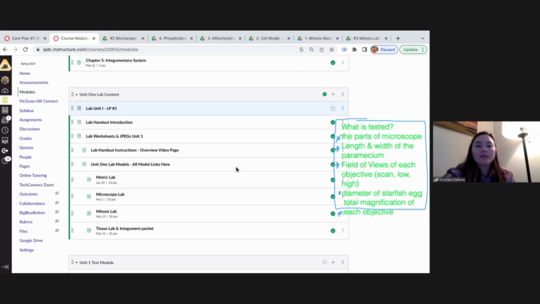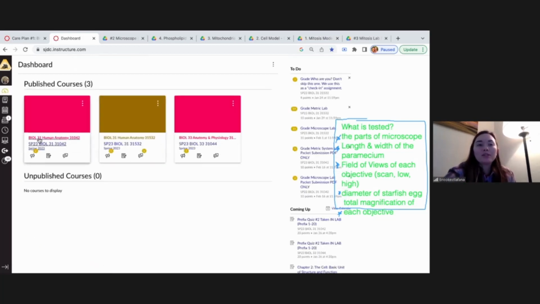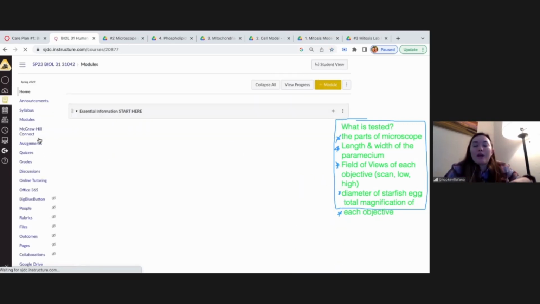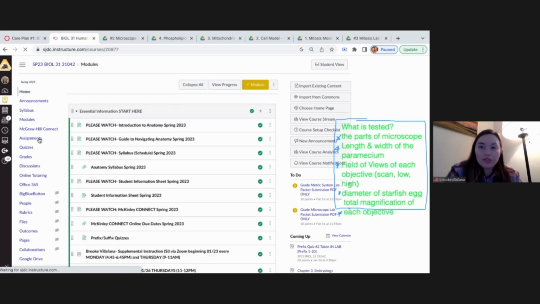What I really want to encourage you guys to do is finish all the packets that you have this week, because next week you're going to be getting your tissues packet. And that is where like 60% of the lab exam will be about the tissues packet, because we're going to be testing you on different tissues.